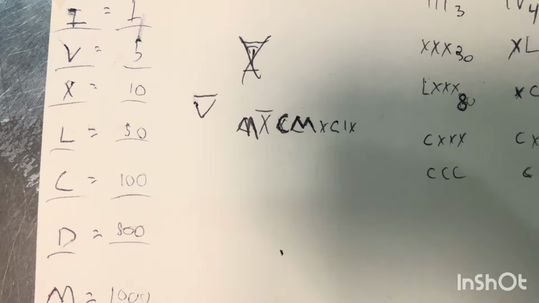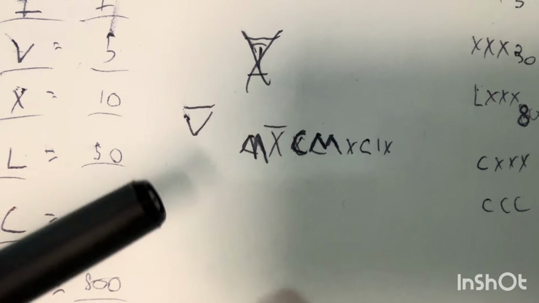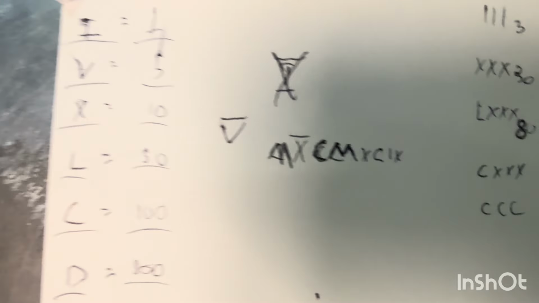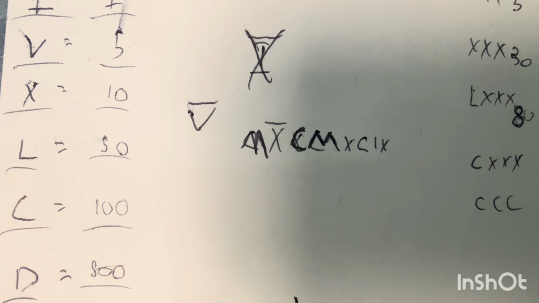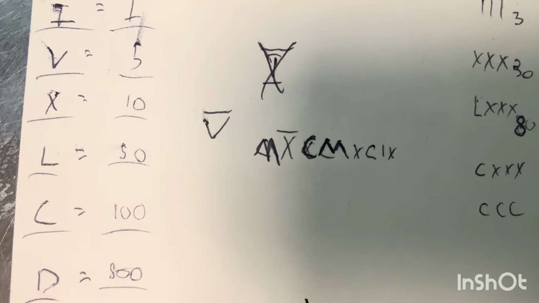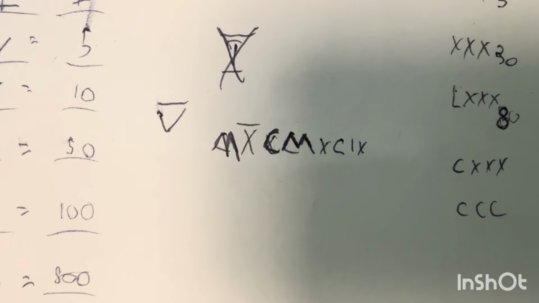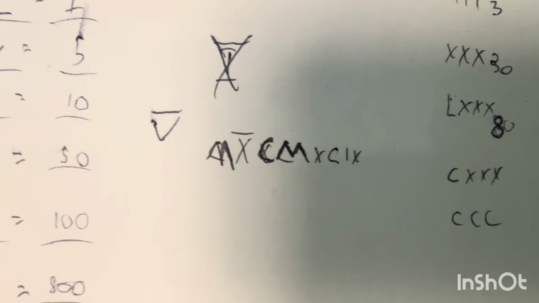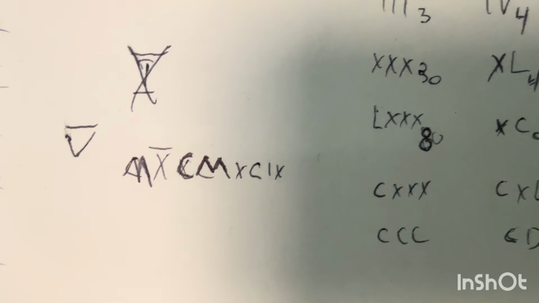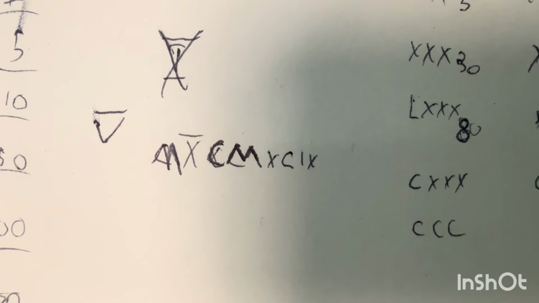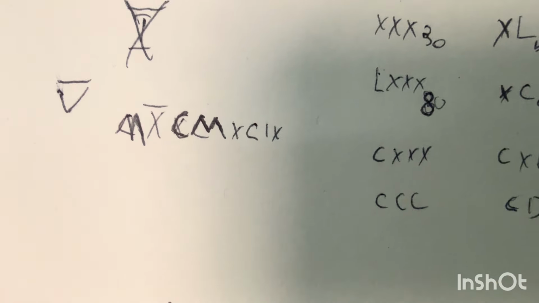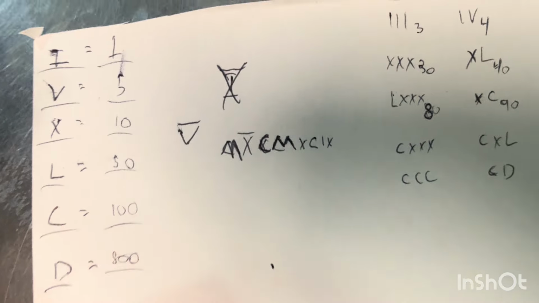I guess people will fact check me if I'm wrong, but M is 1,000, so X multiplied by 1,000 would be 10,000. Since the M is in front, that would mean it's 1,000 less than 10,000, so 9,000. CM, the smaller value is in front. That means it's 100 less than 1,000, so 9,900. XC, smaller value in front, that means 10 less than 100, so 9,999, because IX means 9, 1 less than 10.